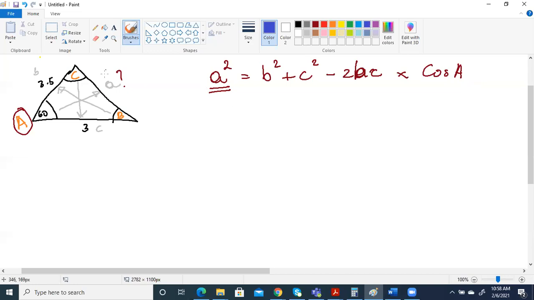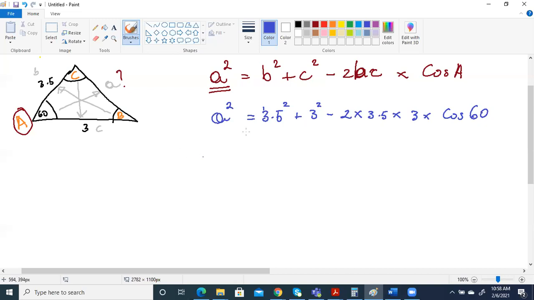So a squared, A is what we're trying to find. So a squared equals b squared, which is 3.5 squared, plus c squared, which is 3 squared, minus 2 times b, which is 3.5, times c, which is 3, times cosine of A. The angle A is 60, so we can put 60 right there. Everybody is following me so far? Yes, miss.